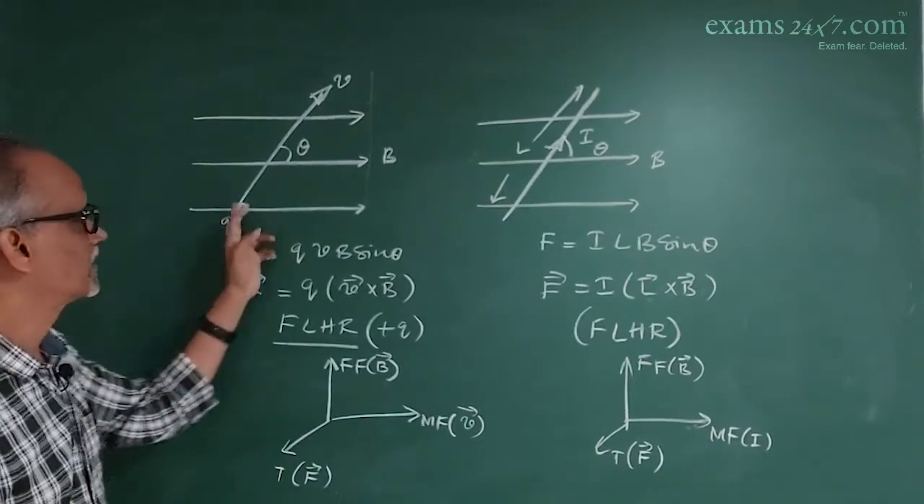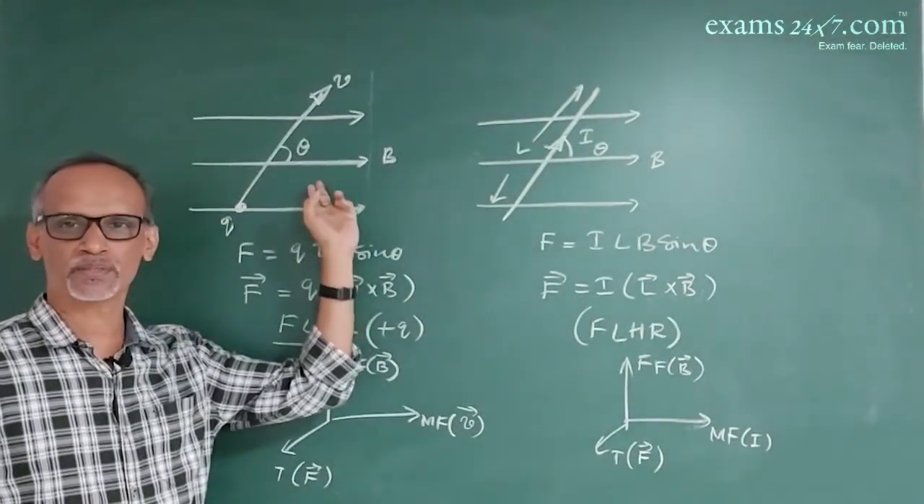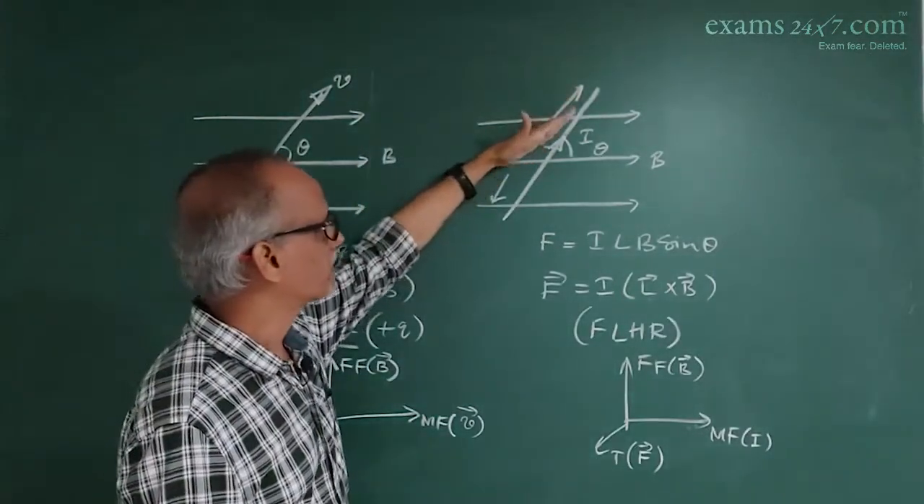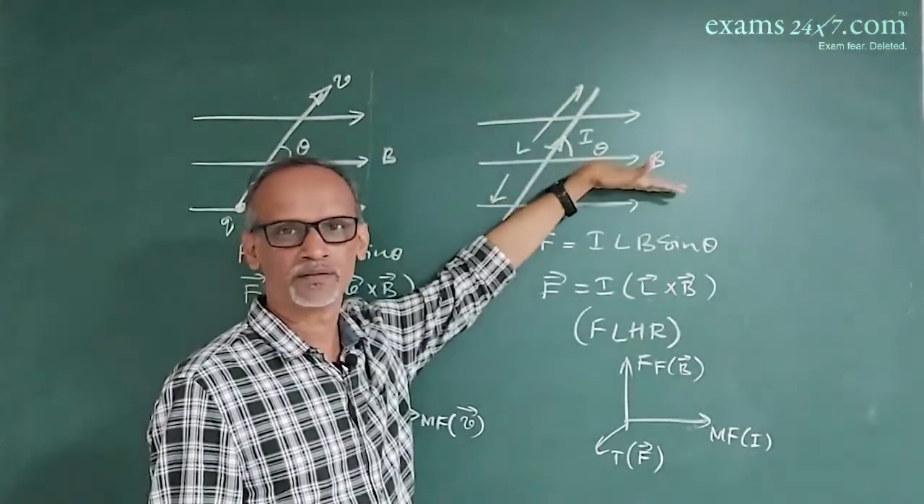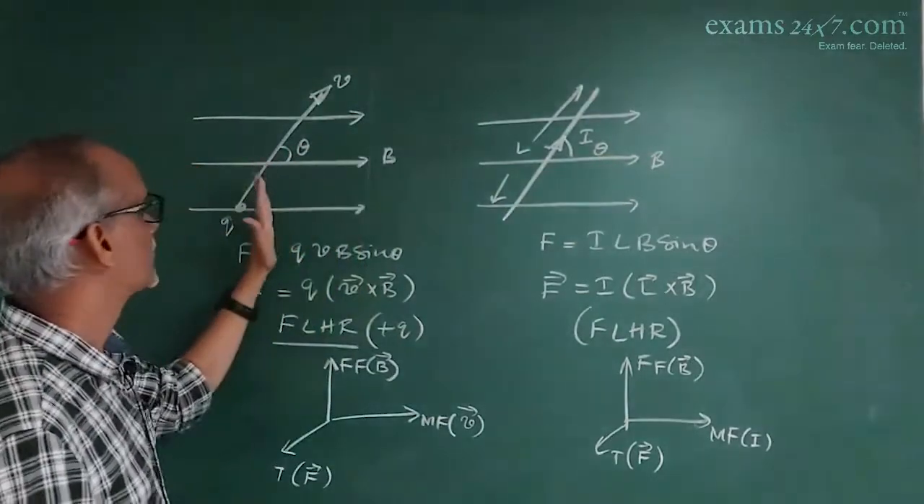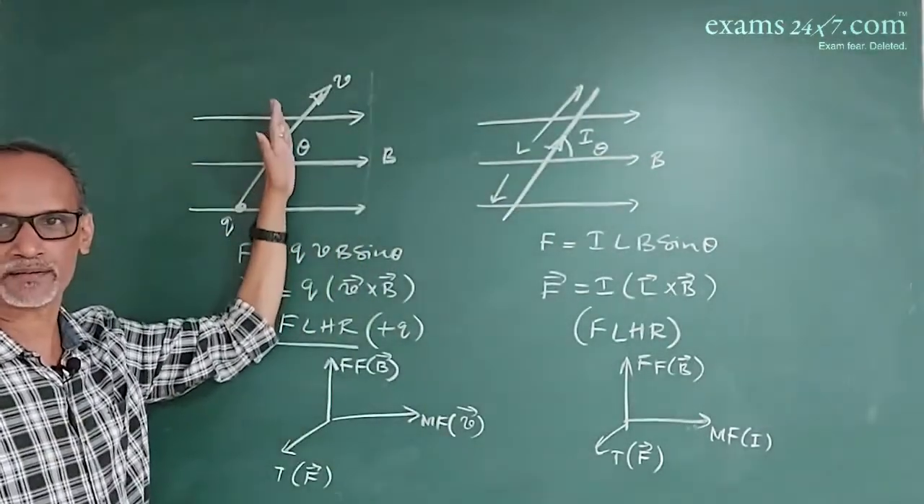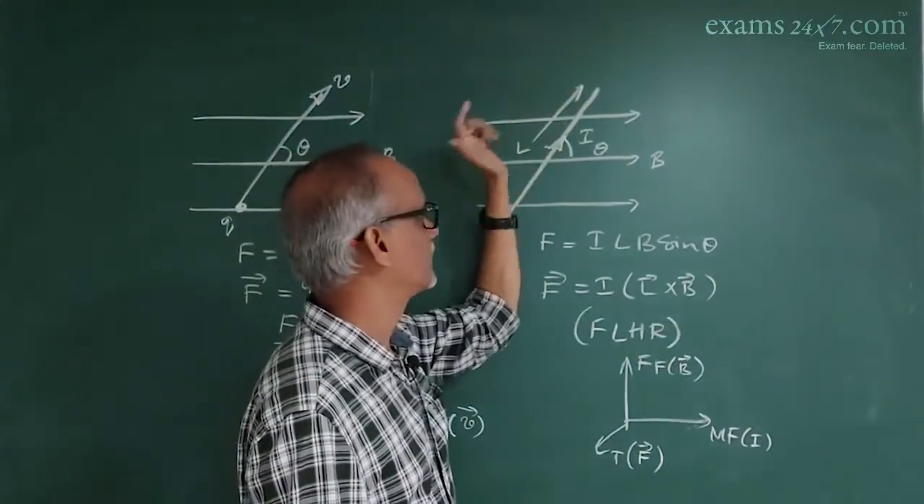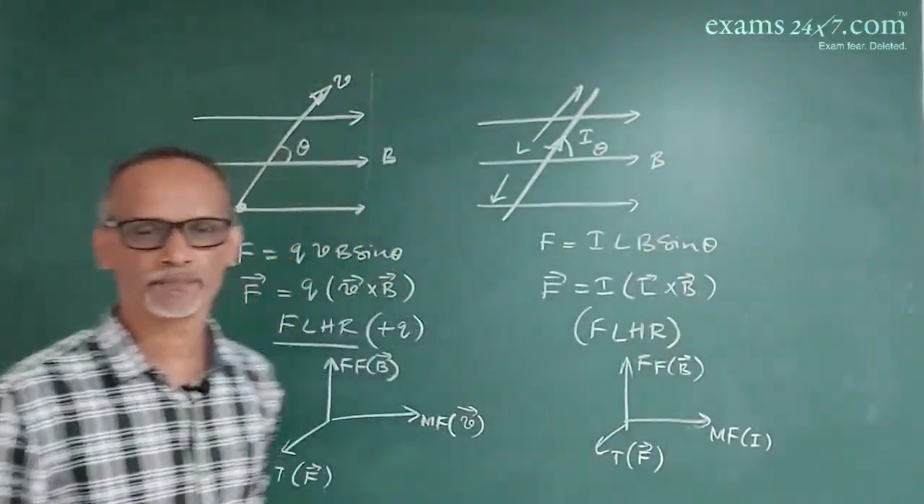If the charged particle moves parallel to the field, zero force. If the current carrying conductor is parallel to the field, zero force. If the particle moves perpendicular to the field, maximum force. If the conductor is perpendicular to the magnetic field, again the force is maximum.